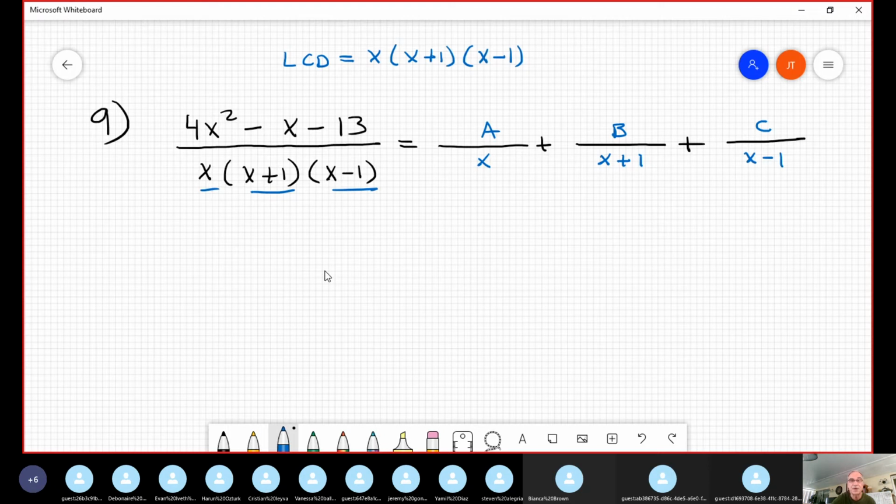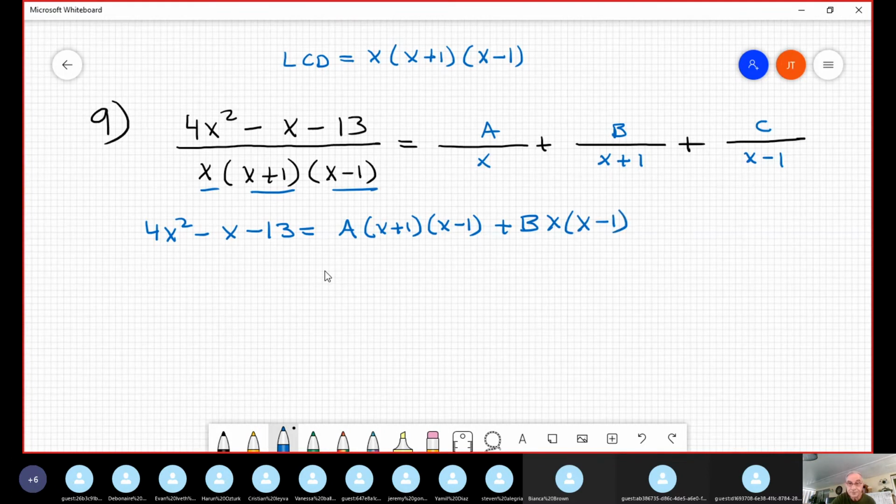So when you multiply everything by the least common denominator, we have 4x squared minus x minus 13 in the left hand side. In the right hand side we have A, this A, and this x is cancelled. Stay alive only that part, x plus 1 times x minus 1, plus B, this B, and this is cancelled. Stay alive only x and x minus 1, plus C, and this x minus 1 is cancelled with this. Stay only x times x plus 1. Everyone, follow me or no?